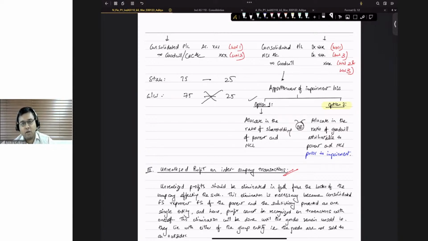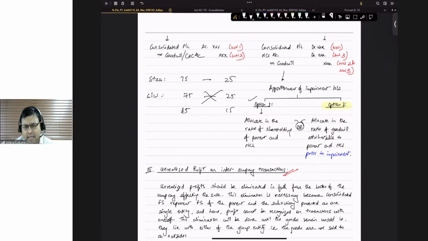So therefore, since its investment is higher in proportion to its stake, the payment amount is higher in proportion to its stake, the goodwill will be attributable a higher amount to the parent as compared to that of the NCI. So typically it could be like 85 and 15, for example. So I would personally go in for option 2 because option 2 seems more logical.